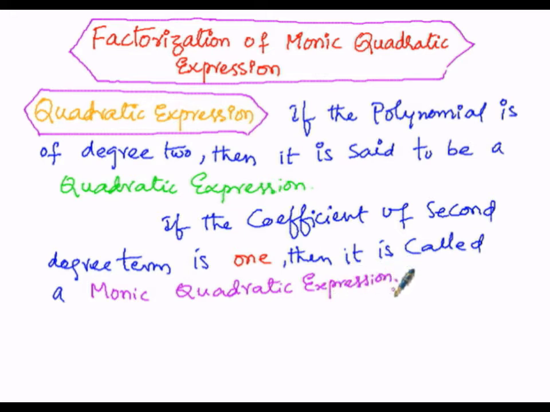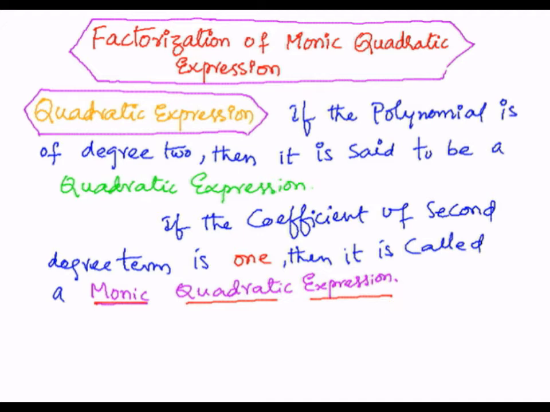So, here first of all we discussed the quadratic expression. It is a polynomial consisting of the second degree term in it, and if the second degree term's coefficient is 1, then such a quadratic expression will be called a monic quadratic expression.